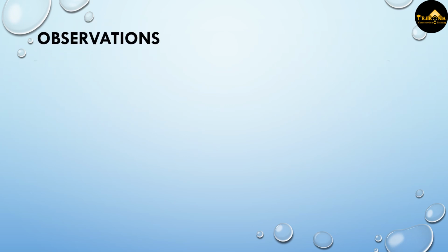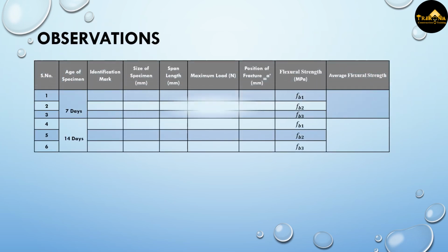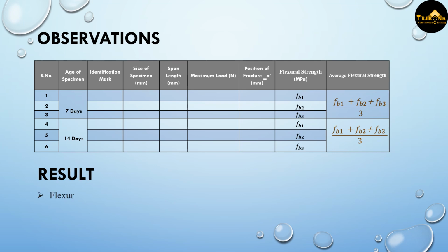Observation: after preparing beams and placing them for curing, calculate the flexural strength by performing the test for each beam for 7 days and 28 days, repeat the test for another 2 beams, find the average flexural strength and note down the values as shown in the tabular column. Result: flexural strength is about 12 to 20% of compressive strength.